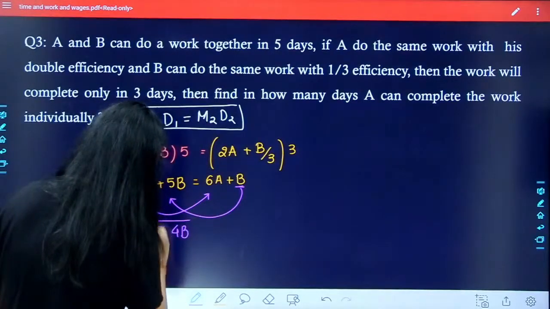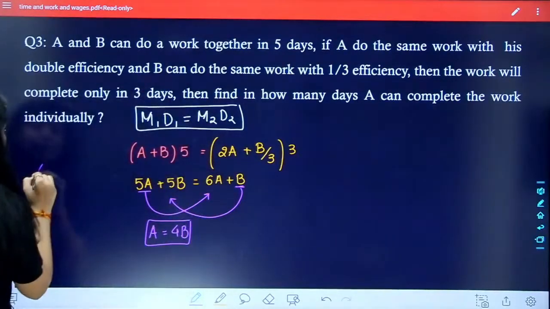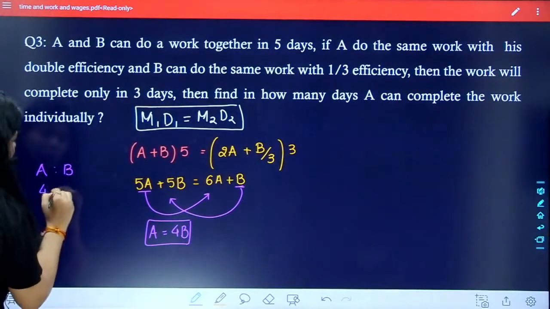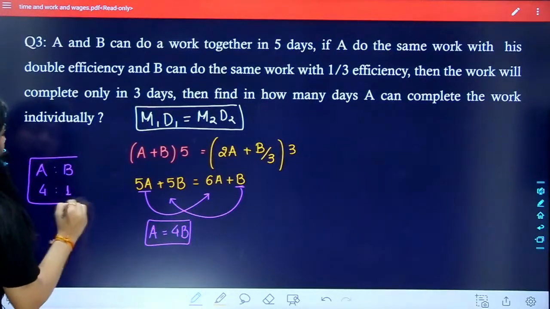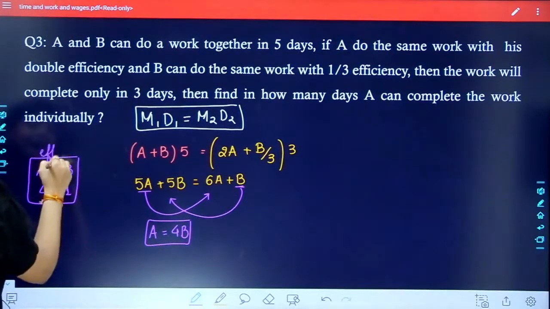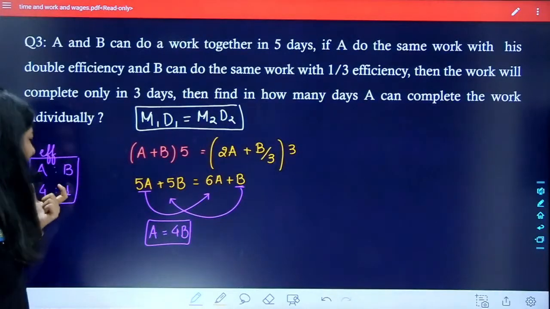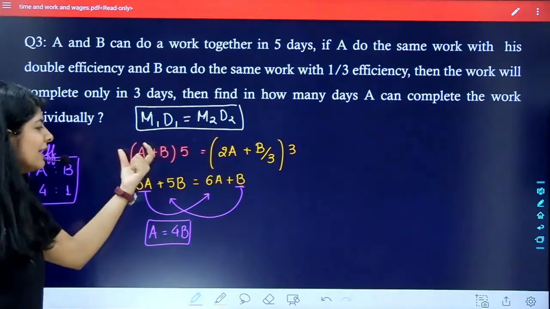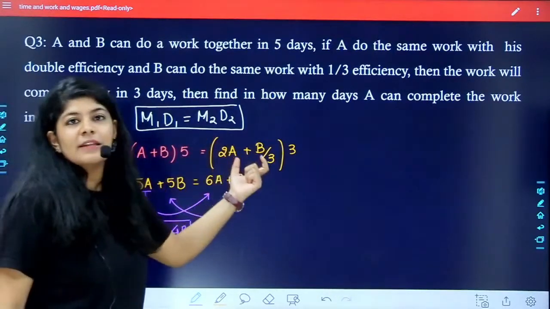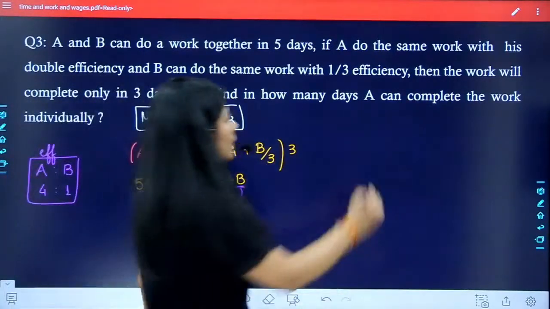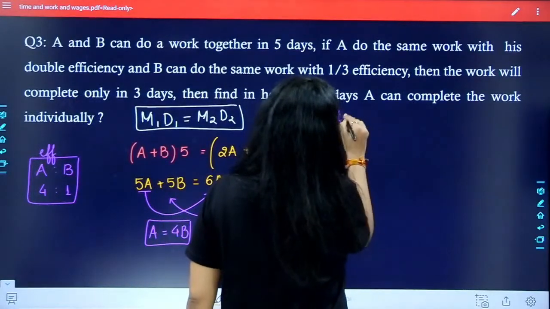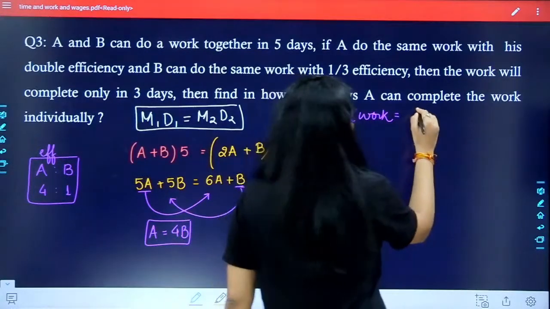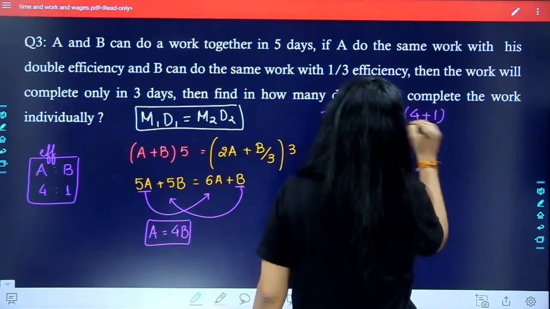If A is equal to 4B, I can easily write down the ratio of efficiency between A and B, and that is equal to 4:1. This is my efficiency ratio. As I am getting my efficiency ratio, I can put these values in either this equation or this equation, just to find out the total work. So the total work is equal to 4 plus 1 multiplied by 5.